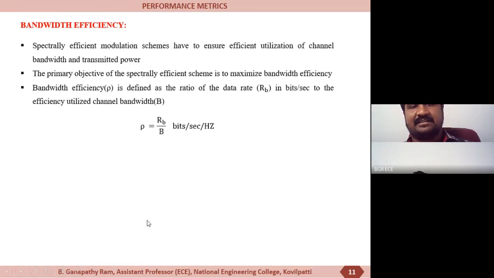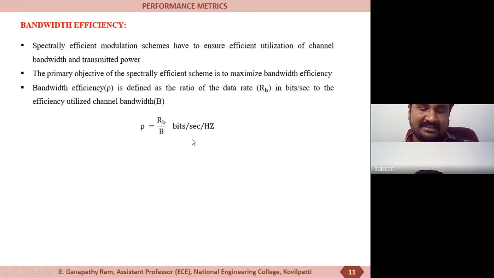Then is bandwidth efficiency. Thus, a spectrally efficient modulation scheme ensures the effective utilization of the channel bandwidth and the transmitted power. And this assurance is given by a performance metric called bandwidth efficiency. The primary objective of a spectrally efficient scheme is to maximize the bandwidth efficiency.